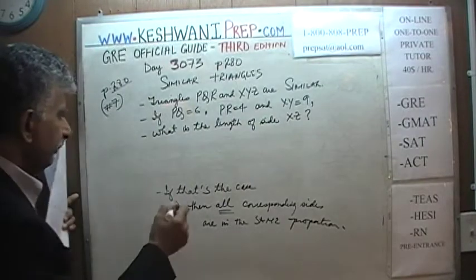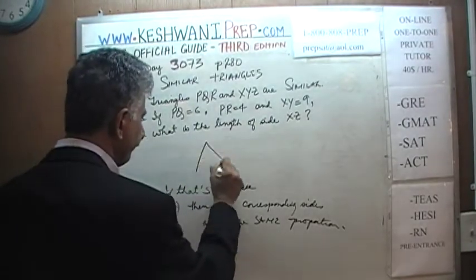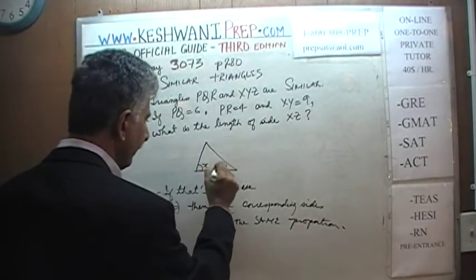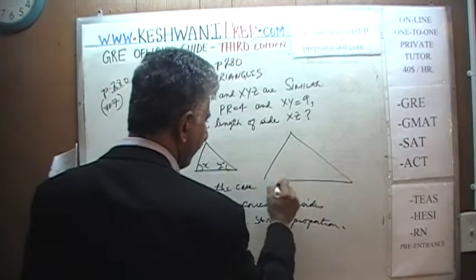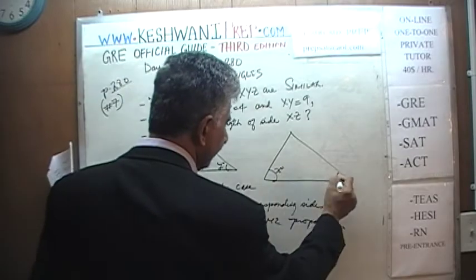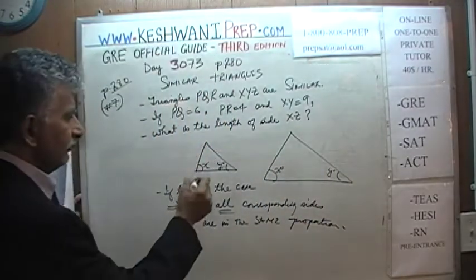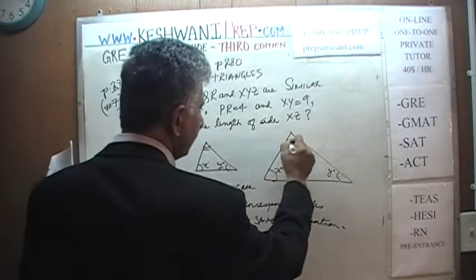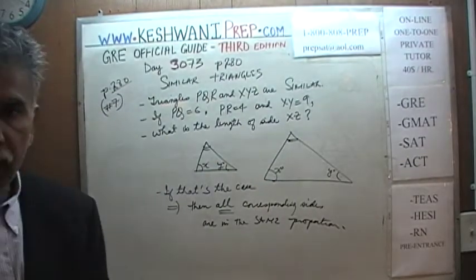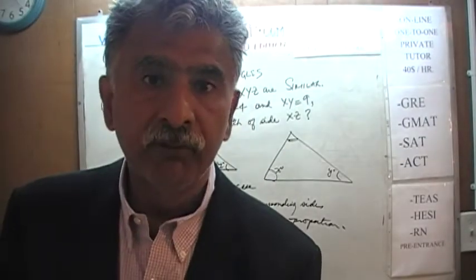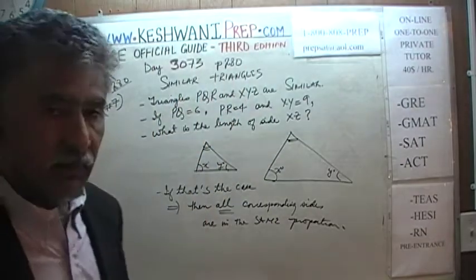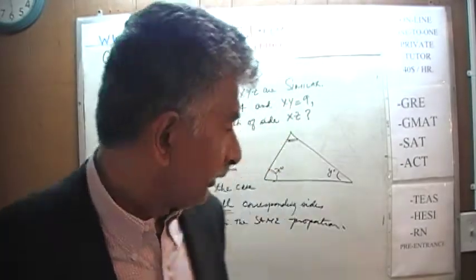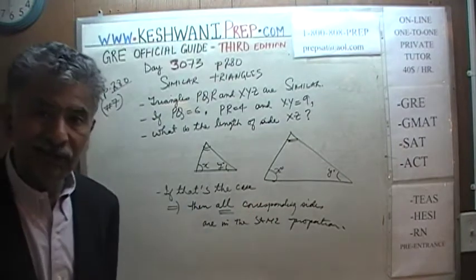Okay, so one more time. Here we have a triangle. This is x degrees, this is y degrees. And here we have another triangle, and we are told that this is x degrees and this is y degrees. Which means the third angles must also be equal to each other, obviously, because whatever is left over is the same in both cases: 180 minus x minus y. So we established that these two triangles are similar.